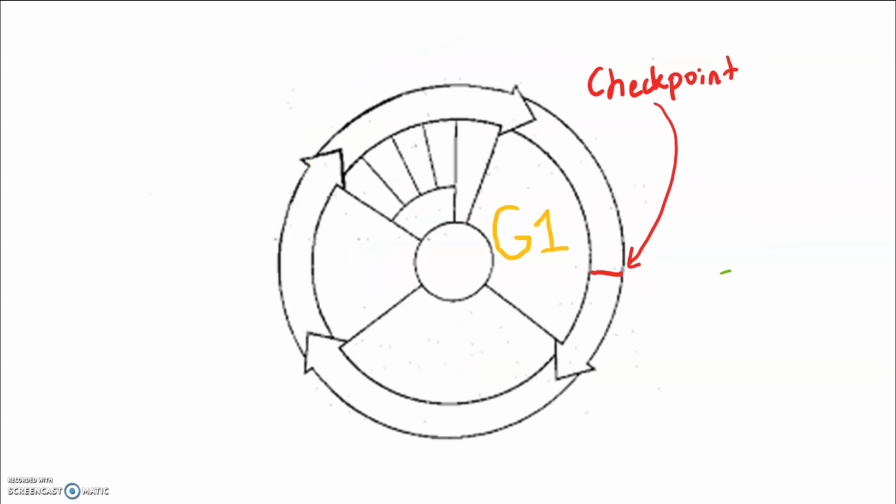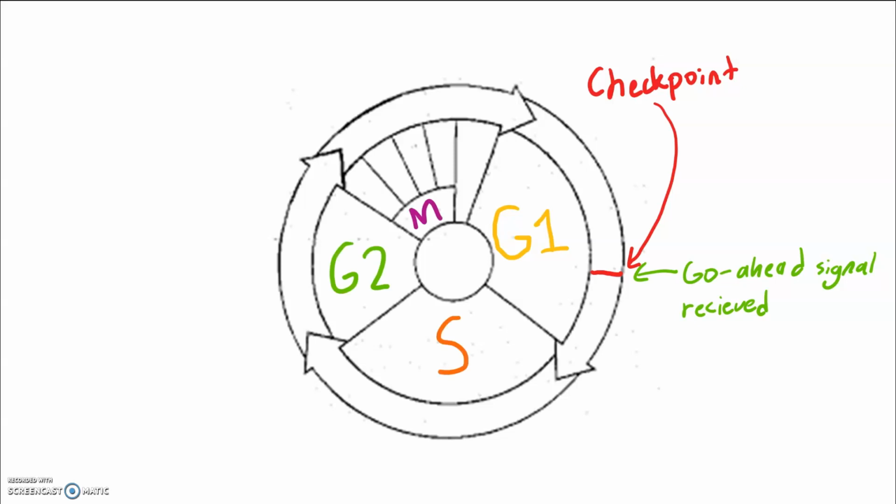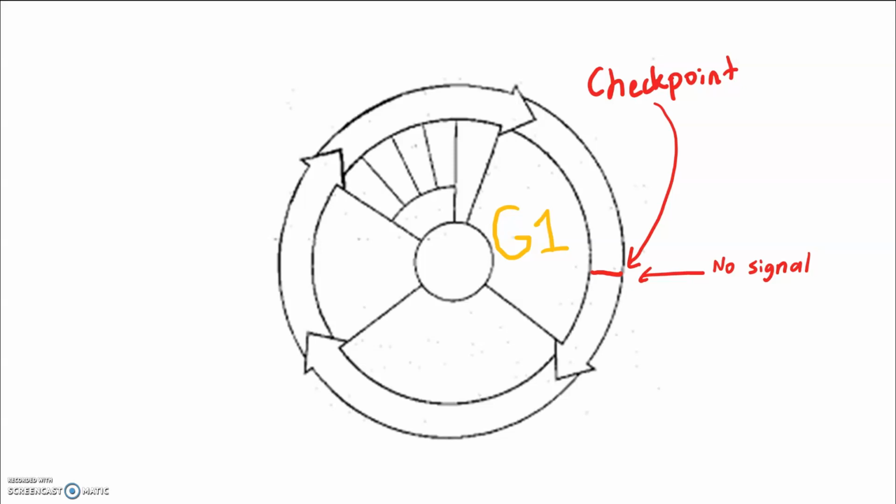To give an example, let's move to the G1 phase of the cell cycle. The G1 phase is where cell growth occurs. During the G1 phase, the cell must pass through the G1 checkpoint in order to continue on the cell cycle. Cells that receive the go-ahead signal and pass the checkpoint usually complete the rest of the phases in the cell cycle and divide. Cells that do not receive a signal at this checkpoint might leave the cycle and go into the G0 phase, which is a non-dividing state.